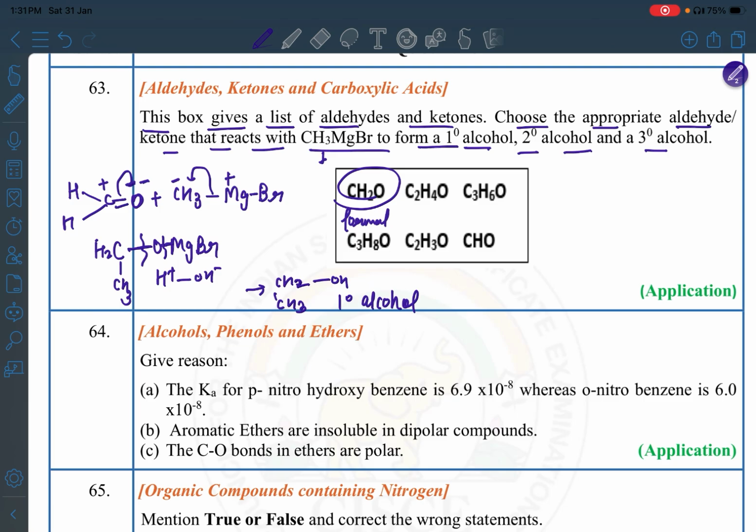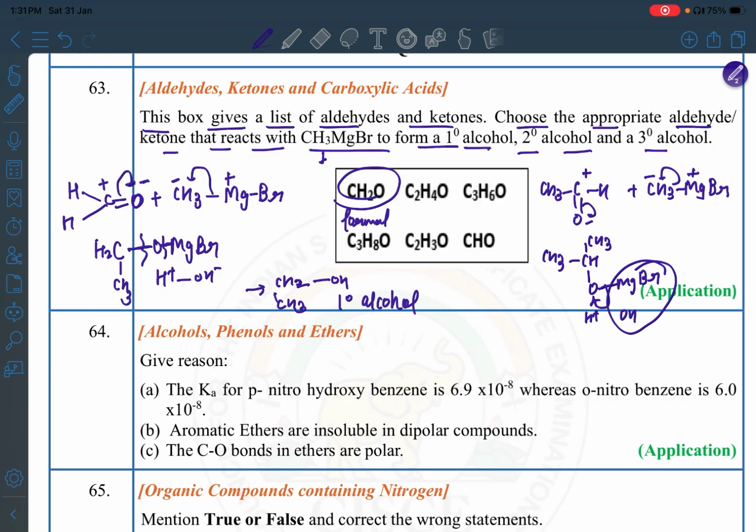So for the 1 degree alcohol, we want formaldehyde. Now for the 2 degree alcohol, we want at least acetaldehyde. Acetaldehyde is CH3, C double bond O, H. It is treated with CH3MgBr. This bond breaks, CH3 gets negative, Mg gets positive. In this bond, oxygen gets negative, carbon gets positive. It becomes CH3, C, CH3, then H, and then OMgBr. Now we have to do hydrolysis. So H plus goes here, OH minus goes here. So it will be CH3CHOHCH3, a 2 degree alcohol.